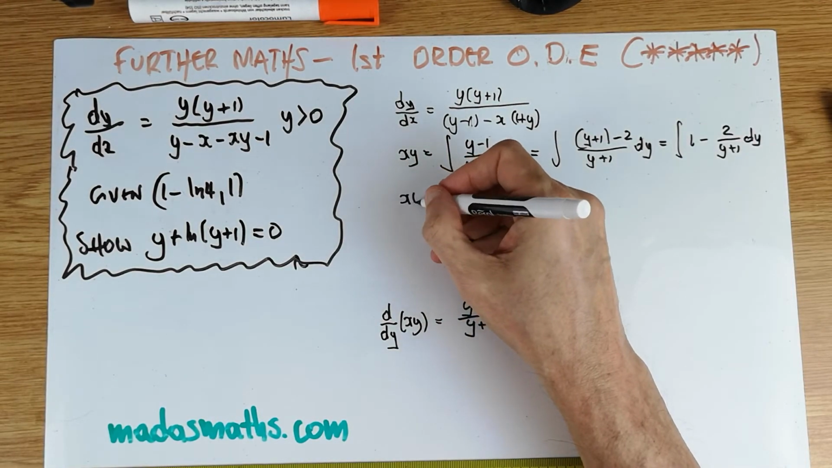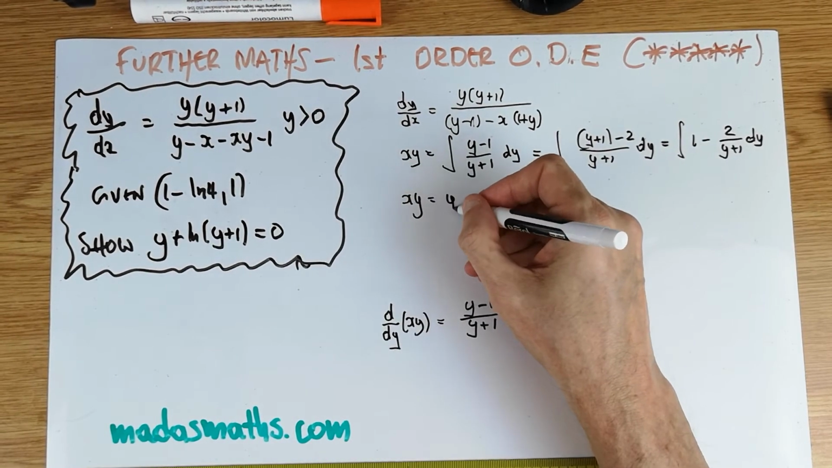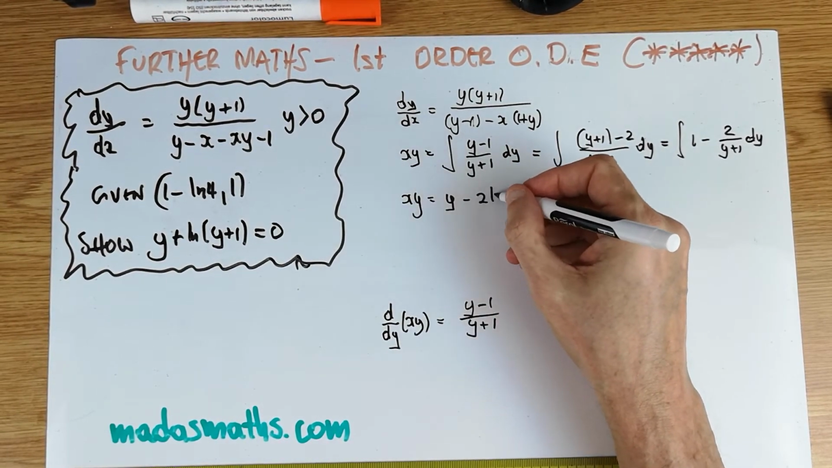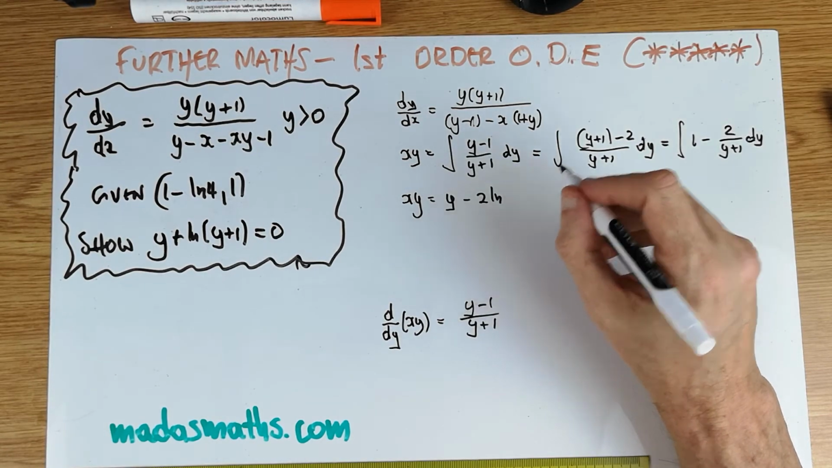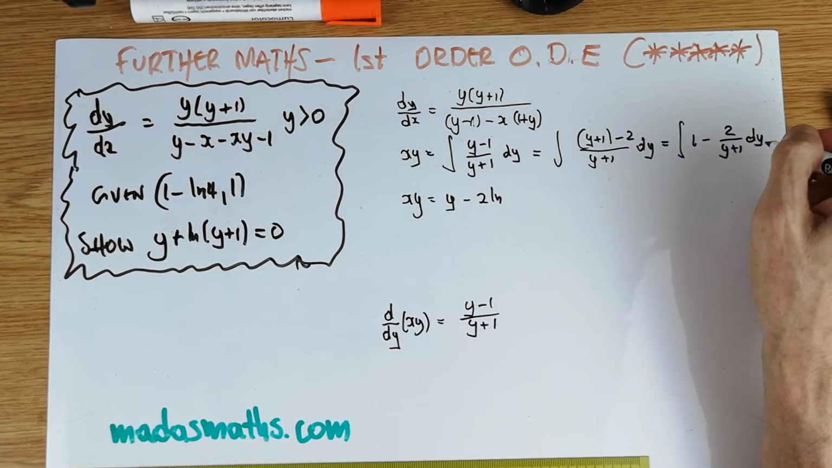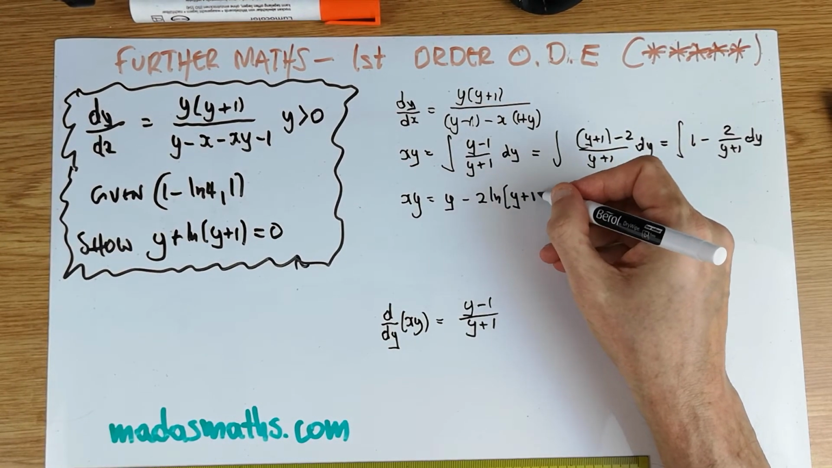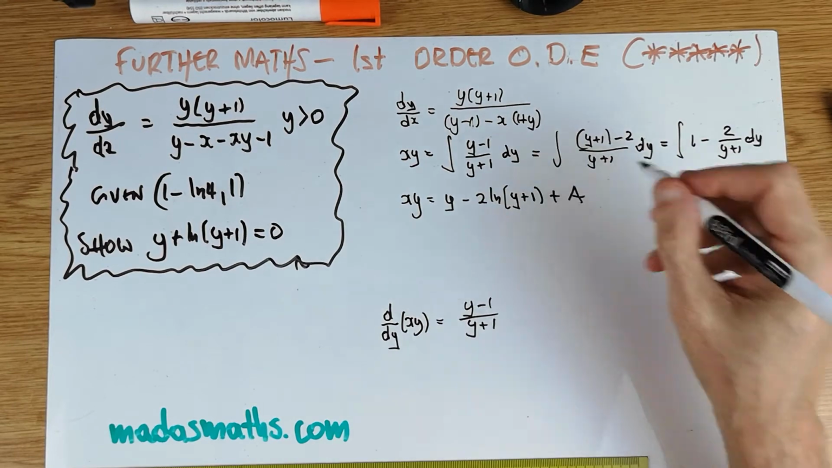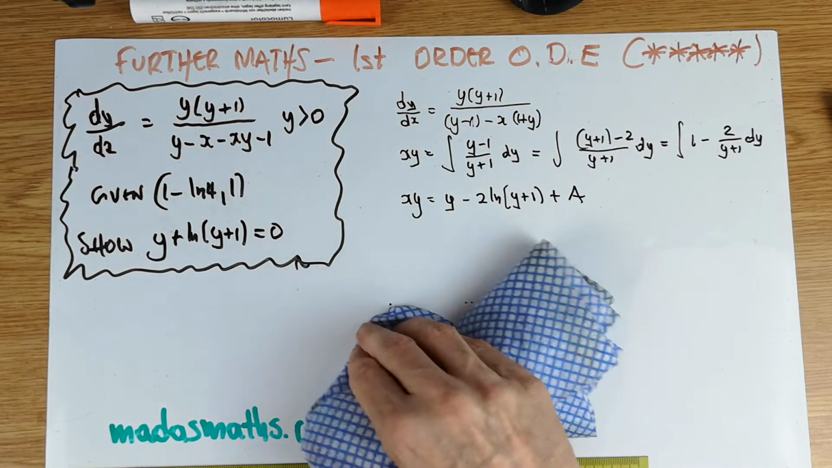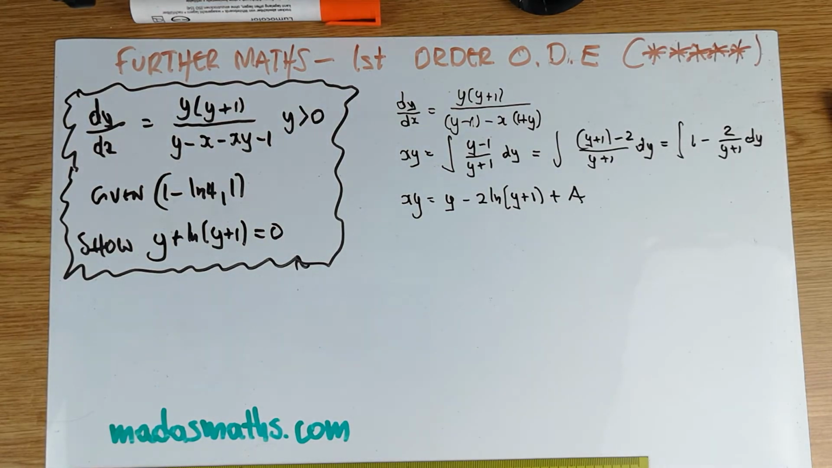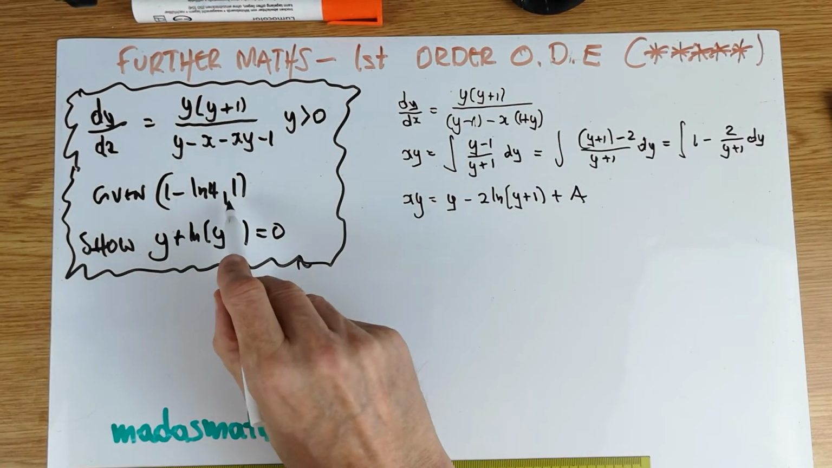And now my xy is equal to, with respect to y, y minus 2 times the log of y plus 1 there. Since y is a positive number, I don't need moduli. Y plus 1 plus a constant, let's call it a. Make some more room again. And possibly put the boundary condition in at this stage. So we're having y is equal to 1 there.